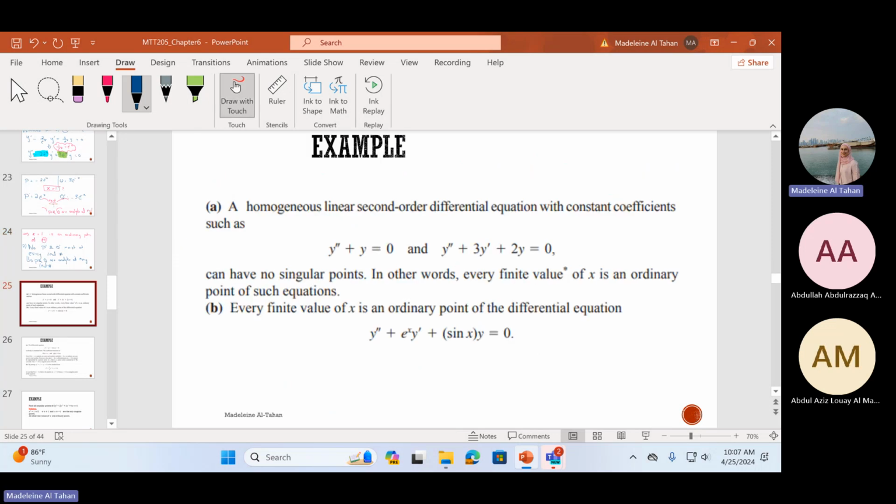Okay, let's look at these two examples. This polynomial, what's P for it? One. And what's Q? P is 0 and Q is 1. Do we have problems in that? So every point is what? Ordinary. For the next one, what are P and Q? 3 and 2. Do we have problems in that? So it's also analytic everywhere. It means that every real number is an ordinary point.